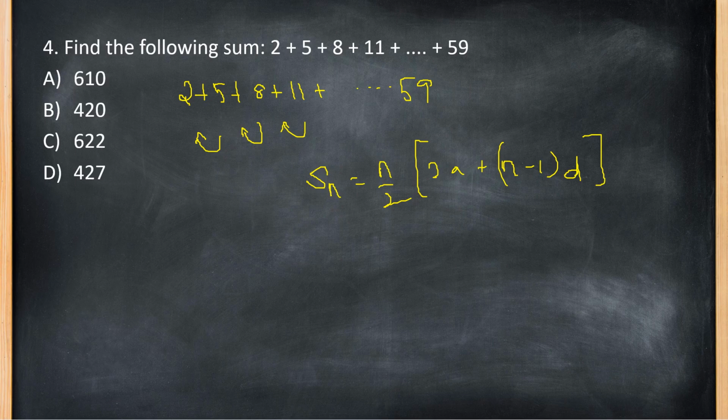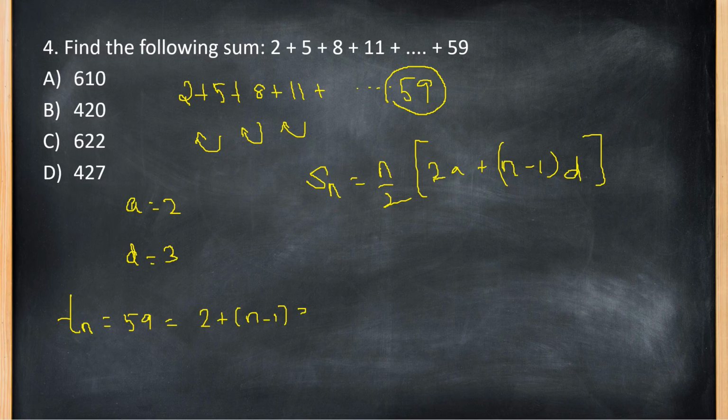Now you need to analyze what data is required to find this. Easily from the progression you can say a is 2 and common difference d is 3. But a and d alone are not enough to find the sum of the terms. You also need to know what n is. How do we find n? The last term is given, which is 59. So let's see which term it is. If you equate Tn to 59, where a is 2, that is 2 plus (n minus 1) into 3 equals 59, you can easily find the value of n.